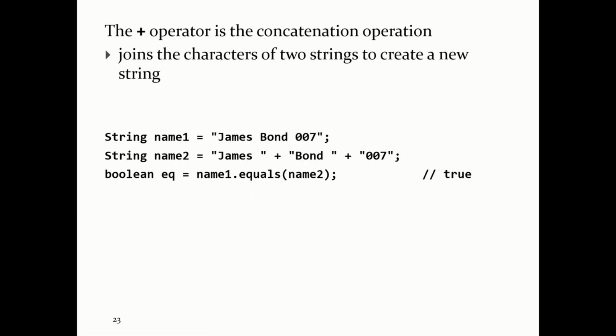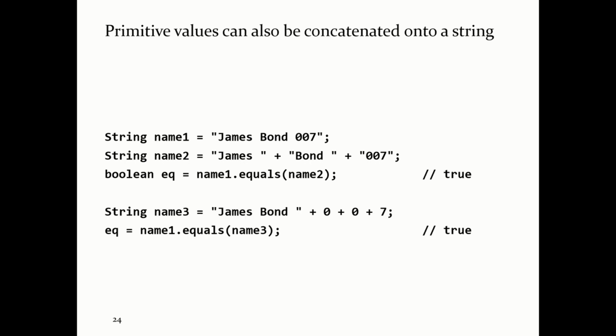You can use the plus operator. The plus operator for strings is concatenation, right? So you join two strings, so we know that by now. So I have the string James Bond 007. I have another string here made up of joining three strings together. In the end, they produce the same string. If you want to test if they're equal, again, use equals. Don't use equals equals.